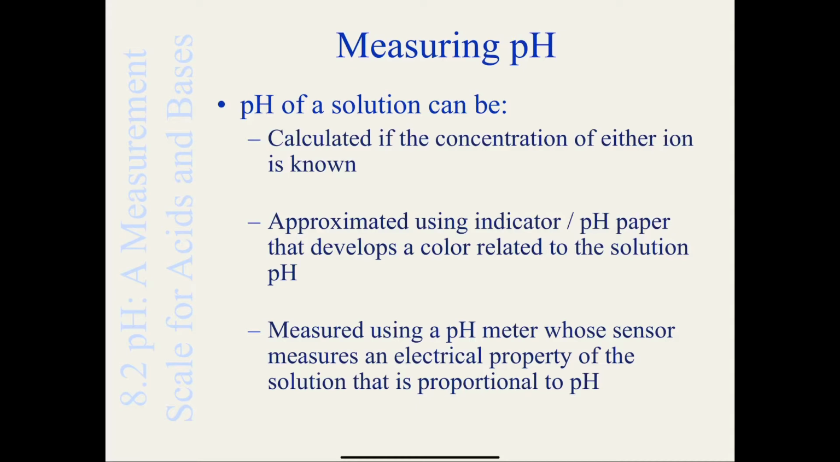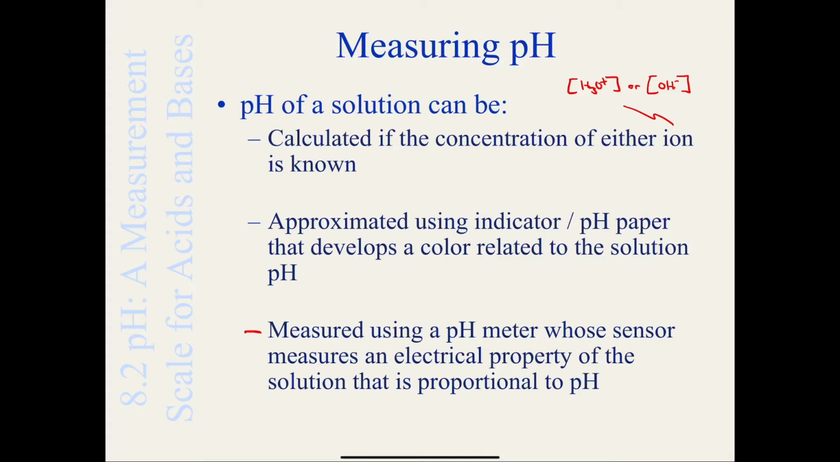We can calculate the pH if the concentration of either ion is known, and what that means is if we know the concentration of hydronium or if we know the concentration of hydroxide. It can also be approximated using what's called pH paper, or sometimes indicator paper, that develops a color related to the pH of the solution. Then the color that you get is matched with the standard color chart. The color chart tells you which color represents which pH.